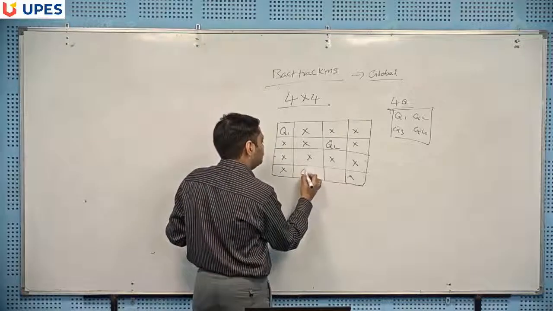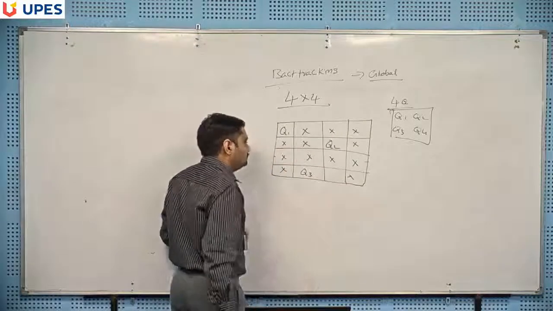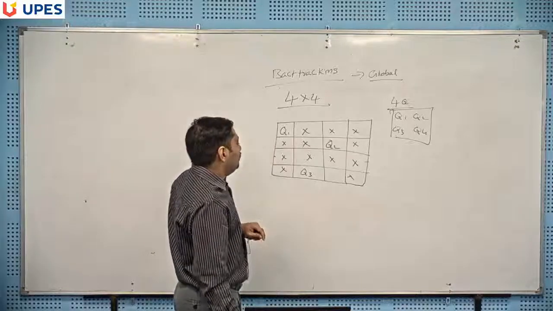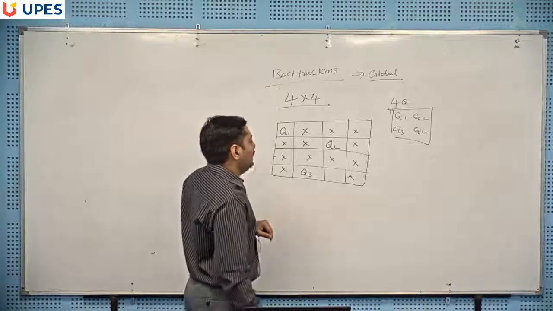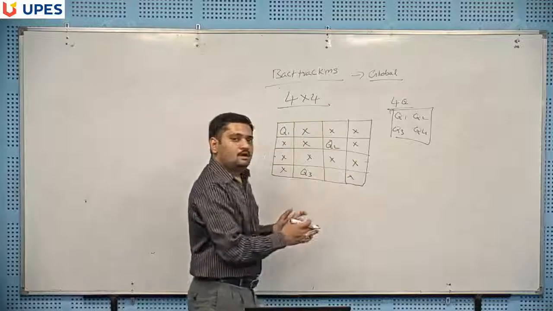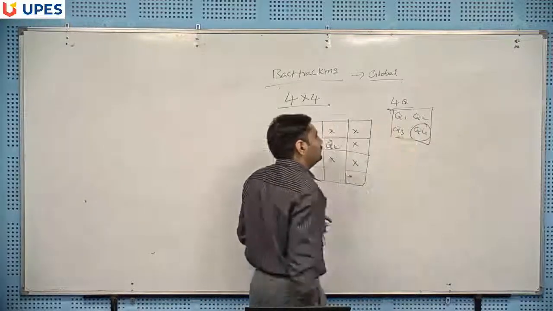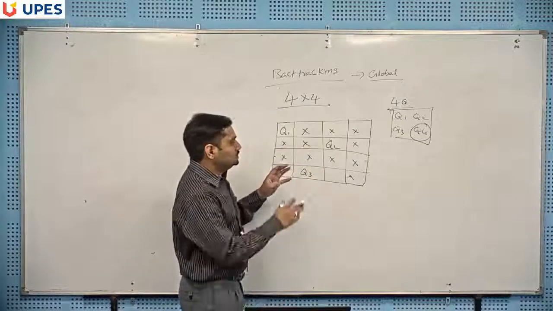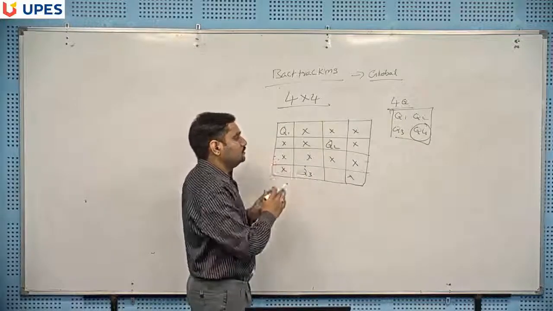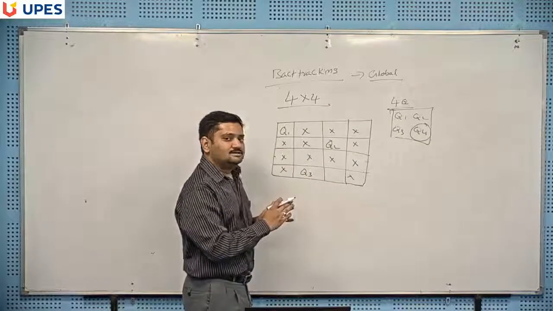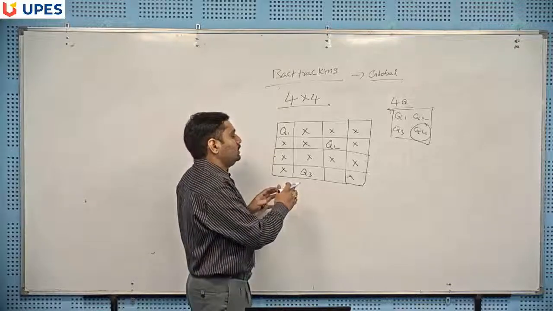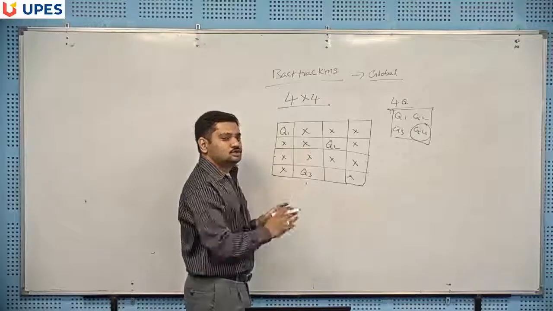I assume I place the q3 here, right? Now what happens? I placed 3 queens on the chessboard and one more queen is left over. I cannot place this q4 on this chessboard. The reason is that this is not the path of exploring the solution.